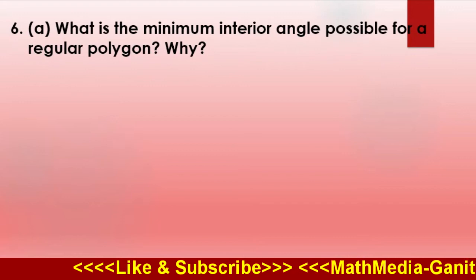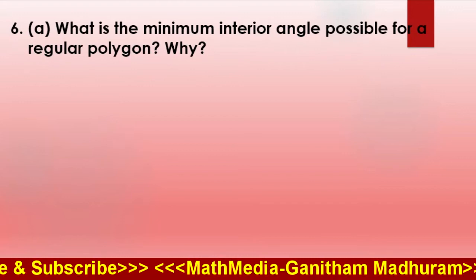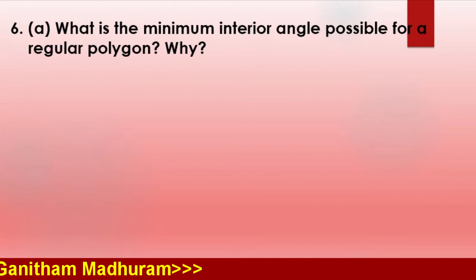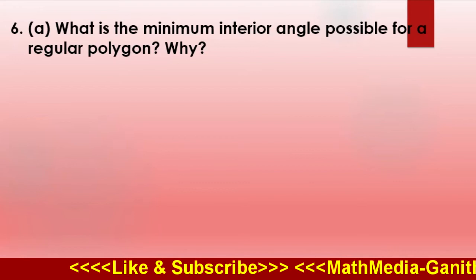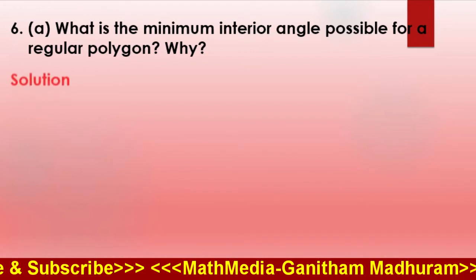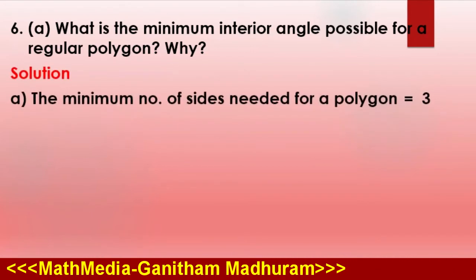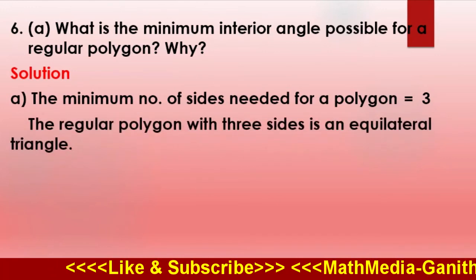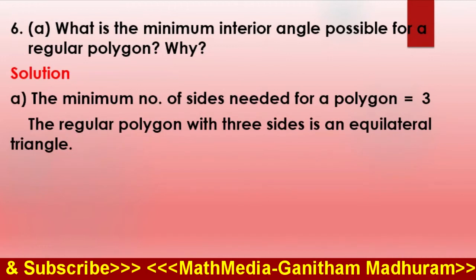Next question, question number 6a. What is the minimum interior angle possible for a regular polygon and why? The minimum number of sides of a polygon is 3. What is that polygon? What is the name of that regular polygon?